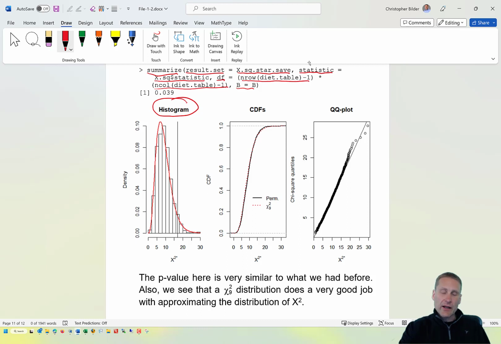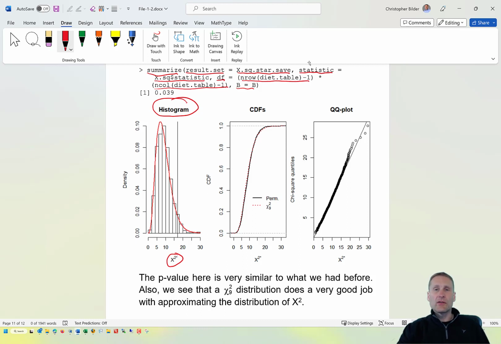And it's scaled so that I can plot the actual chi-square distribution upon it. My X squared stars are on the x-axis. And what we see in this histogram is that the red plotted distribution, a chi-square 9, follows a very similar shape to the histogram, and therefore a chi-square 9 distribution does do a good job of estimating the distribution of X squared. This is similar to what we found previously when we did that Monte Carlo simulation-based test in Chapter 3.